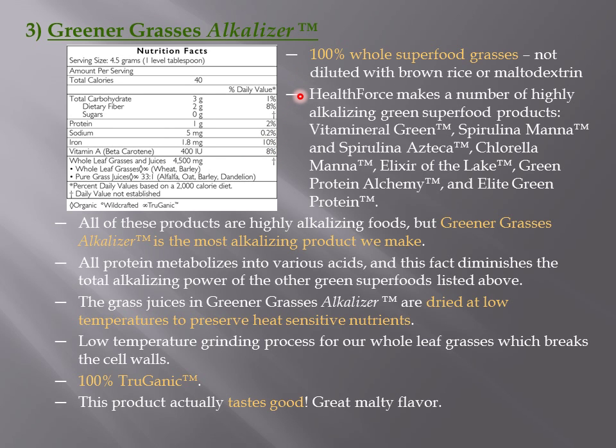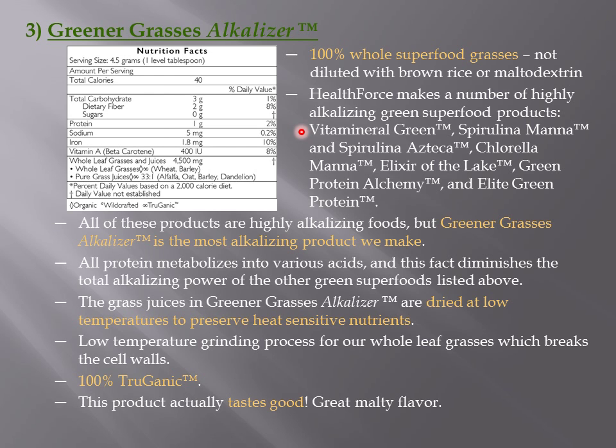Now, Health Force does make a number of other highly alkalizing green superfood products like Vitamineral Green, Spirulina Manna, Spirulina Azteca, Chlorella Manna, Elixir of the Lake, Green Protein Alchemy, and Elite Green Protein. All these are loaded with green superfoods which are highly alkalizing. But I might add, all of these are relatively high in protein. Vitamineral Green is probably the lowest protein content of any of these products listed here, at about 36% protein, which is a fair amount of protein.